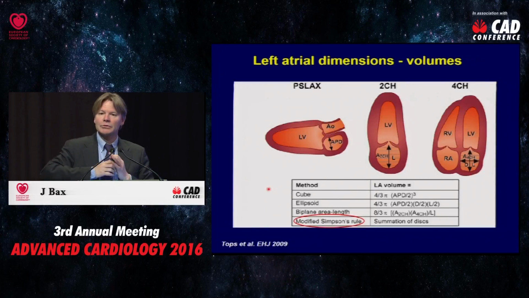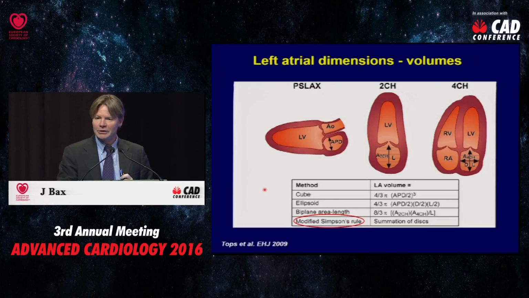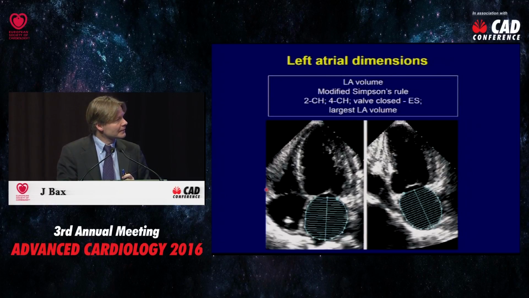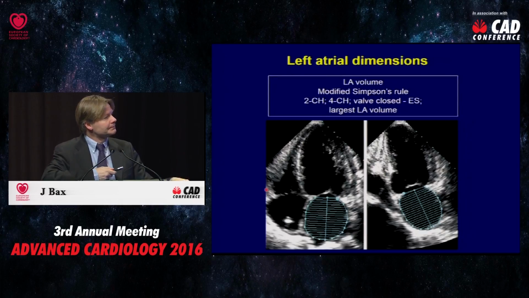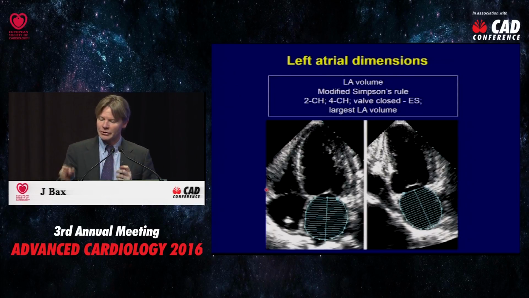And then if we want to go in the volumetric directions, we have all these different measures that you can do. And the one that is used most often is the modified Simpson's rule. This is the summation of discs. You take the 2-chamber and you take the 4-chamber and you get all the different cuts, and based on that you derive artificially a volume. Here you see how that's being done. You take the 4-chamber and the 2-chamber and you just trace it, and from that it derives for you the formula, the volume.